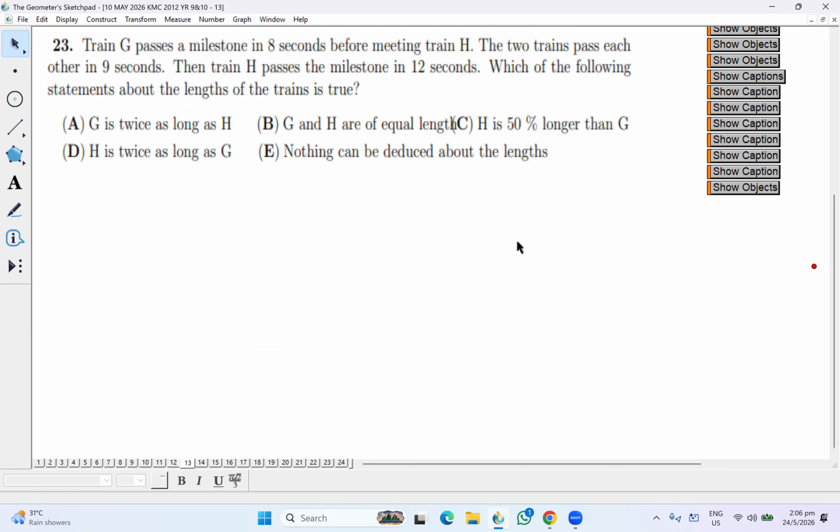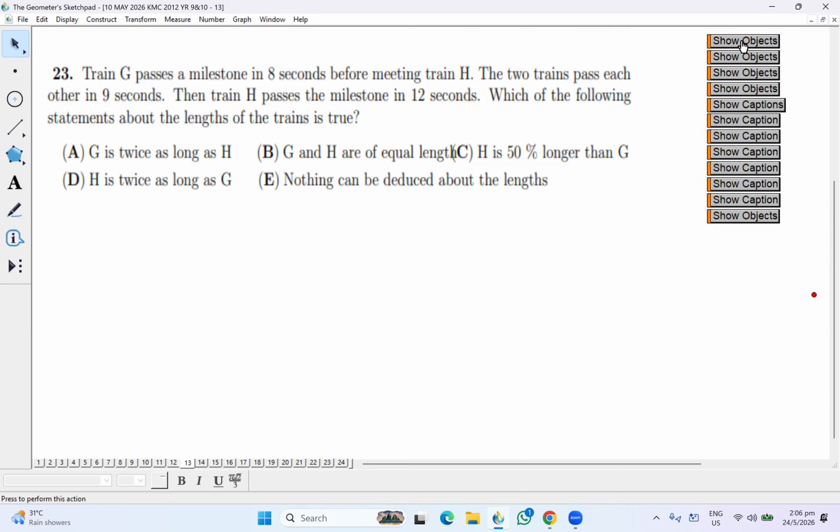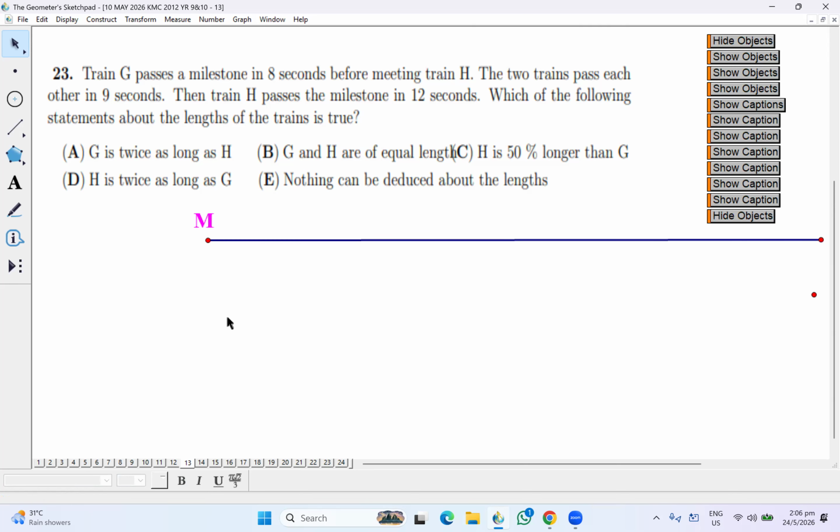So draw a diagram. Obviously need a diagram. This is a track. M is the milestone. This is a railway track. Then the first train, G, passed the milestone. So from here, it moved until here. So the end of the train is now at the milestone. So this is called past the milestone.